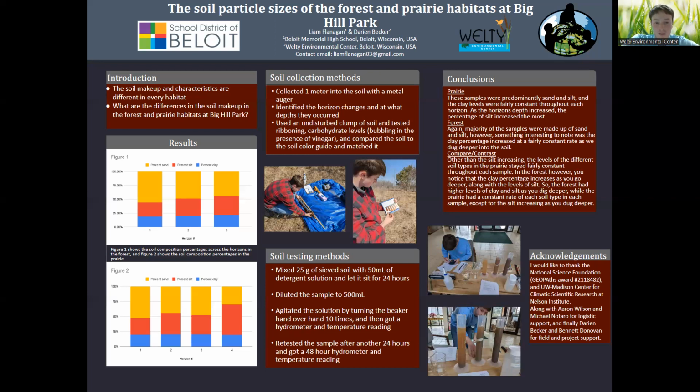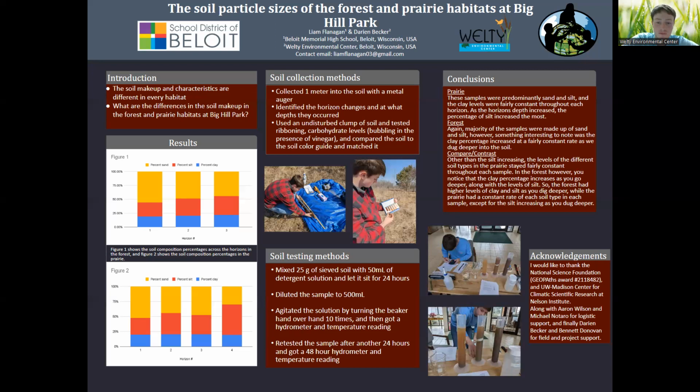As for the results, the prairie samples were mostly sand and silt. However, the clay percentages in said samples were higher than the clay levels in the forest. In the prairie samples, the clay percentage stayed constant throughout the horizons. However, within the forest samples, the clay percentage increased as the depth increased. In both habitats, the levels of the silt increased as the depth increased. As you can see in the graphs, it's pretty interesting to see the percentages change as the depth increases.